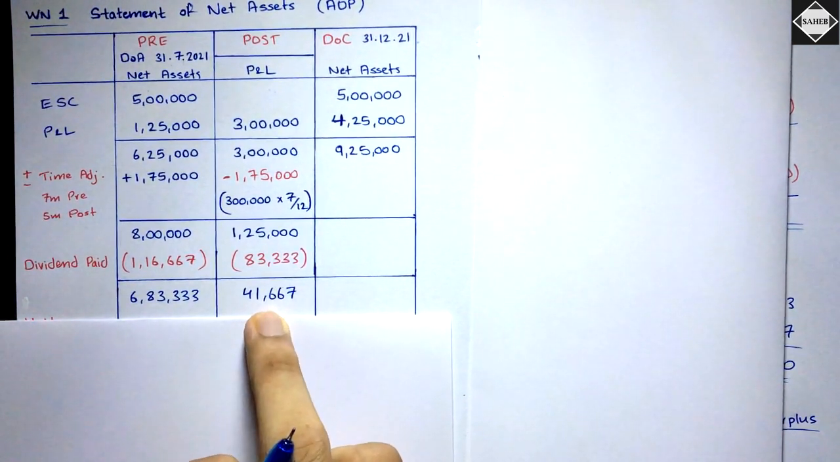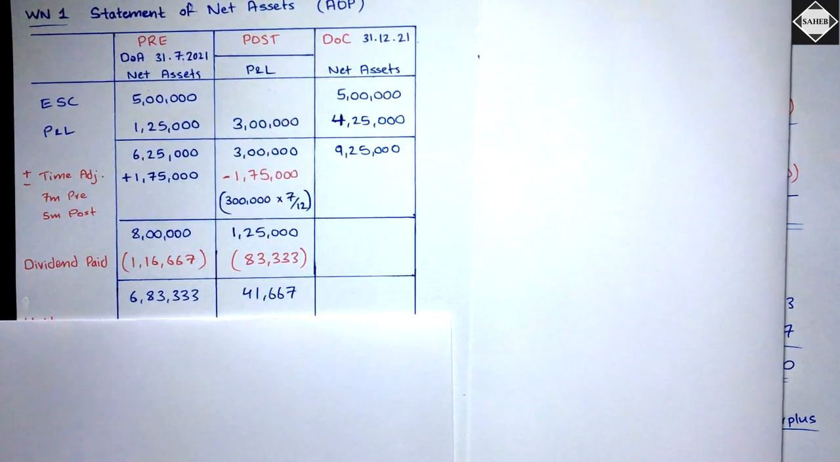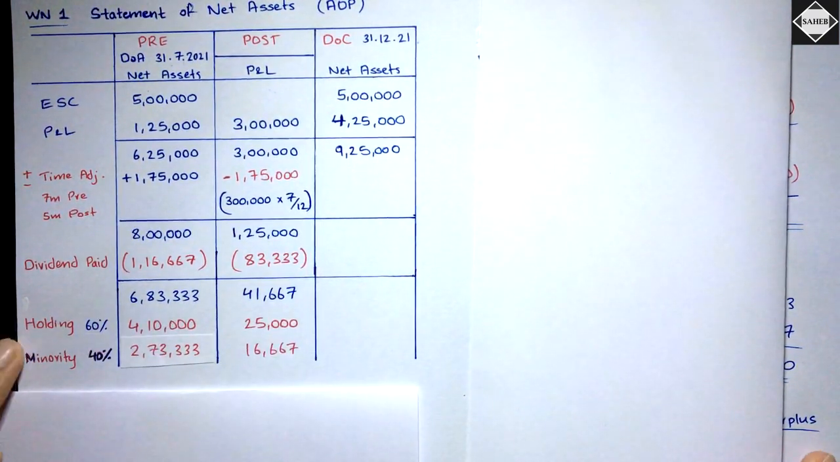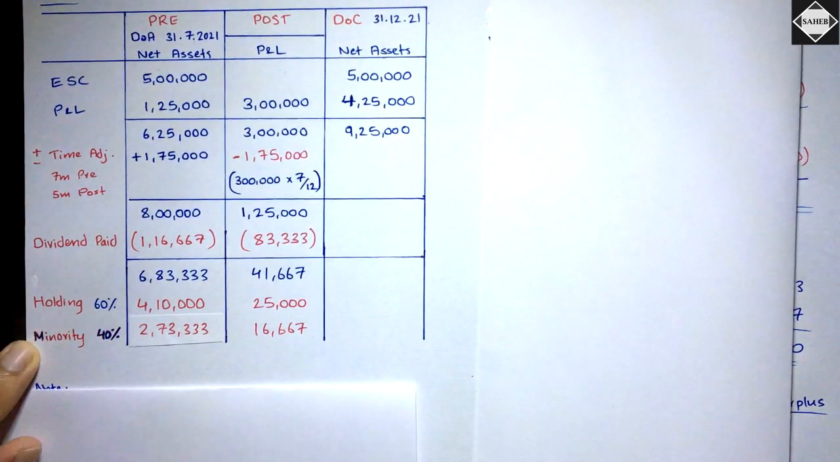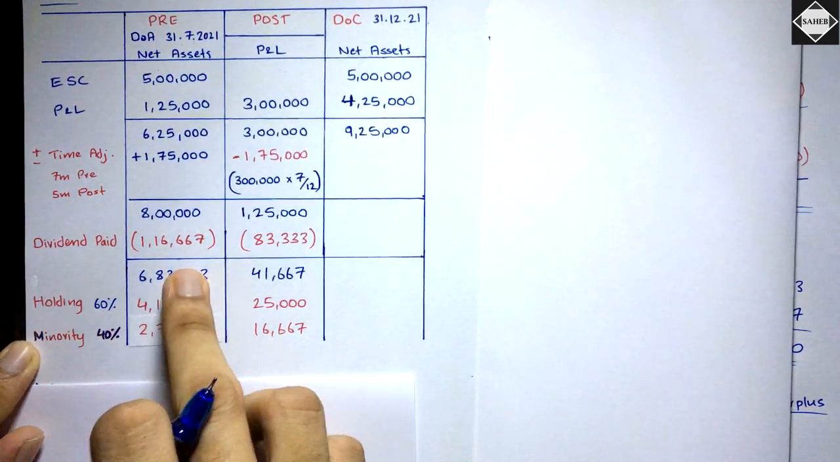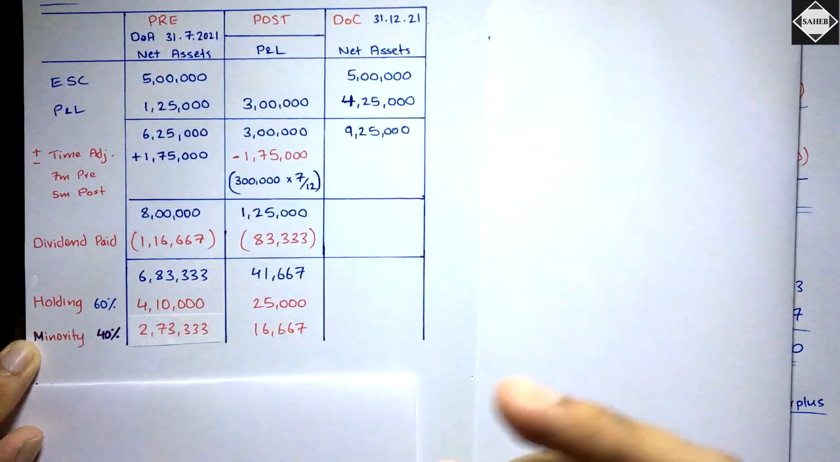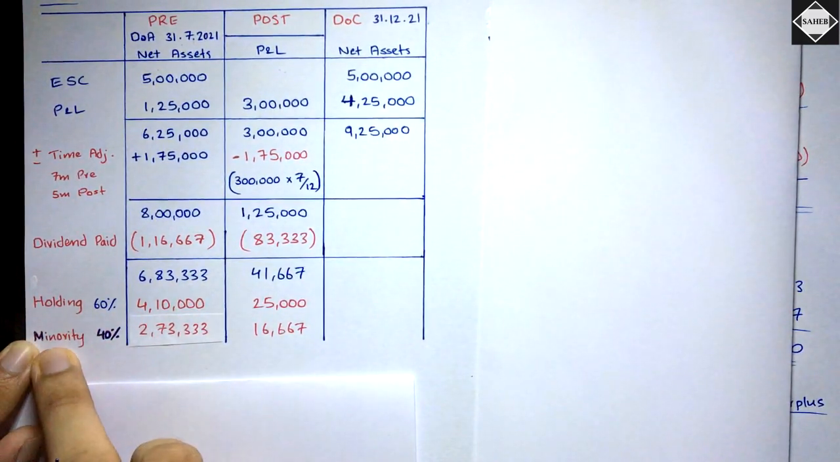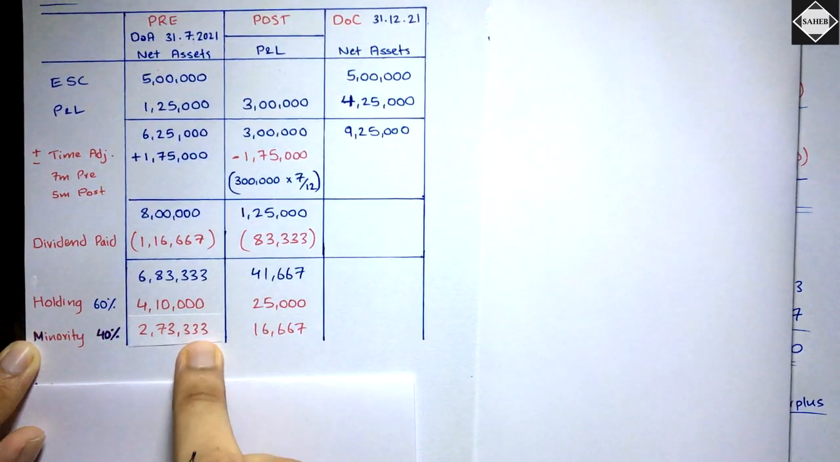Is that clear? Yes. So after deducting the dividend paid, this is the final answer you have. Now what you will do, you will take the holding share and the minority share. See here, 683,333, 60%, that is 4,10,000. The net asset that is owned by the holding company and the net asset that is owned by the minority is 2,73,333. Is that clear?